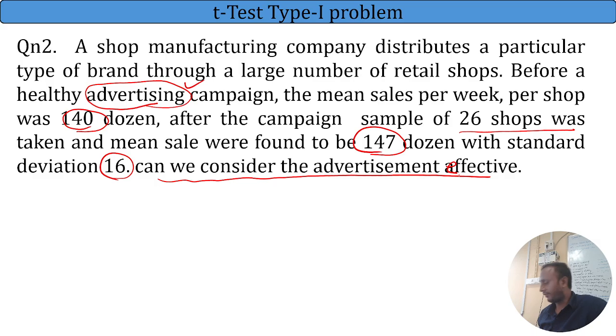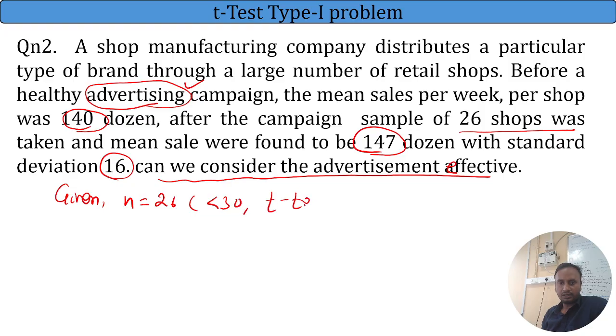Effective or not? So given n is equal to 26, it means less than 30. We can go ahead with the T test. And this is a single population, so no issue with that. And mu is given how much? 140. And the X bar came how much? 147. And then the standard deviation came how much?